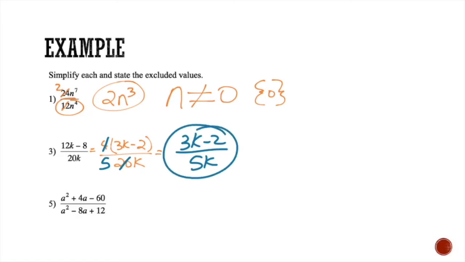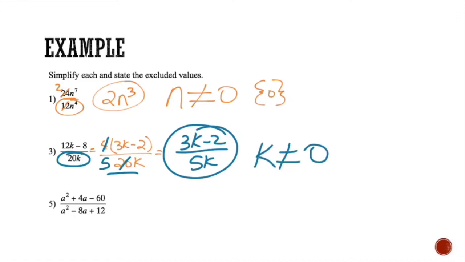When you're going to do your excluded values, you need to look at the beginning or the factored version of the beginning, but not after it's canceled, okay? What could I plug in for k that would cause the whole denominator to become 0? 0. So that would mean that k cannot equal 0.